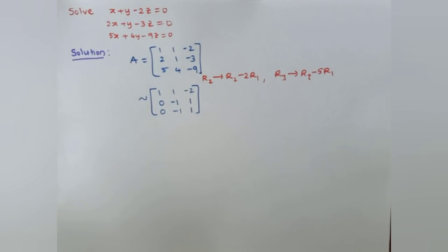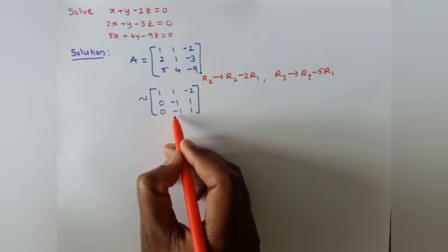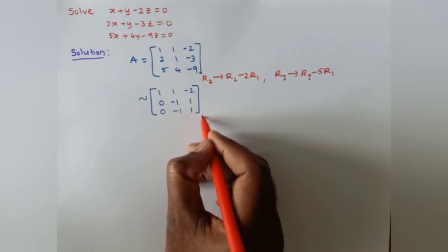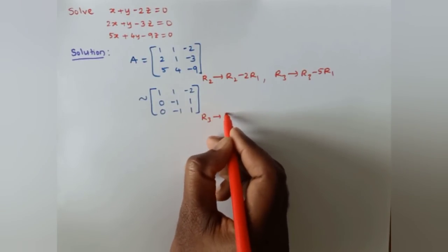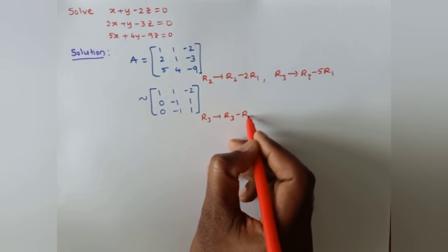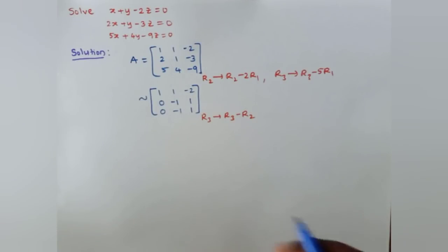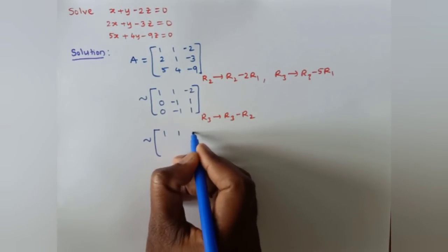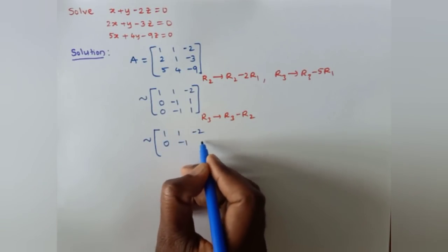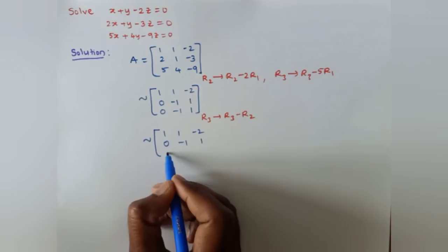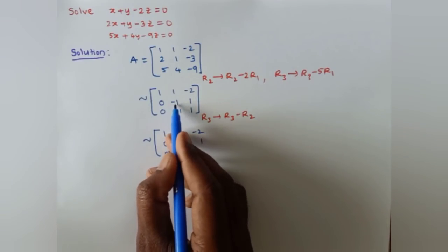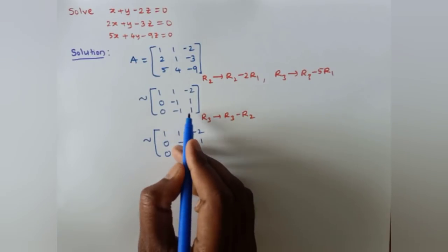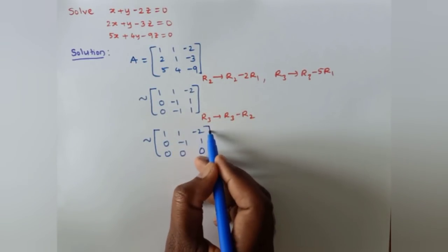Now observe, I need to make this element 0, right? The minus 1 and minus 1 is there, so you can simply apply R3 as R3 minus R2. So the resultant is 1 1 minus 2, 0 minus 1 1, and 0, minus 1 minus minus 1 is 0, 1 minus 1 is 0.